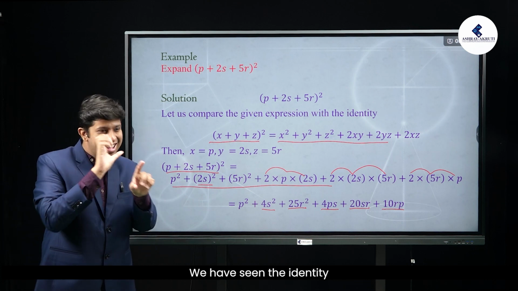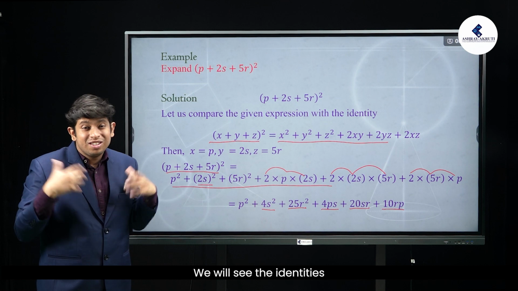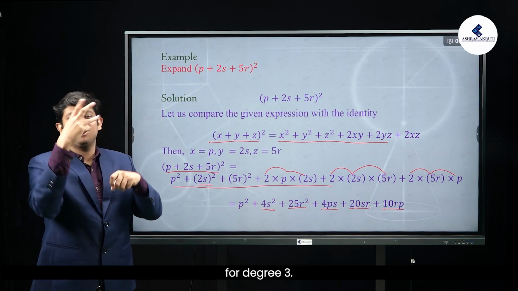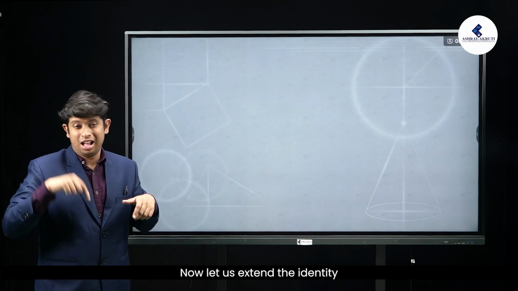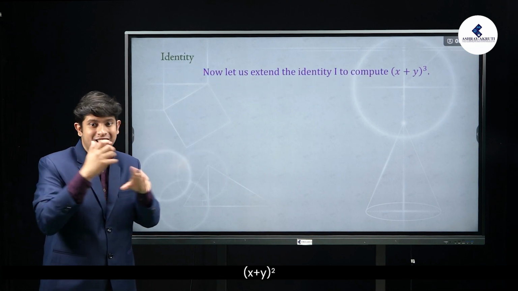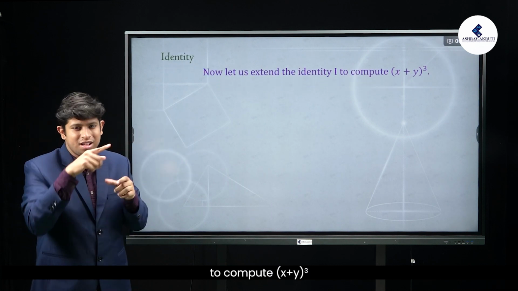We have seen the identity of degree 2. Now we will see the identities for degree 3. Now let us extend the identity (x + y)² to compute (x + y)³.